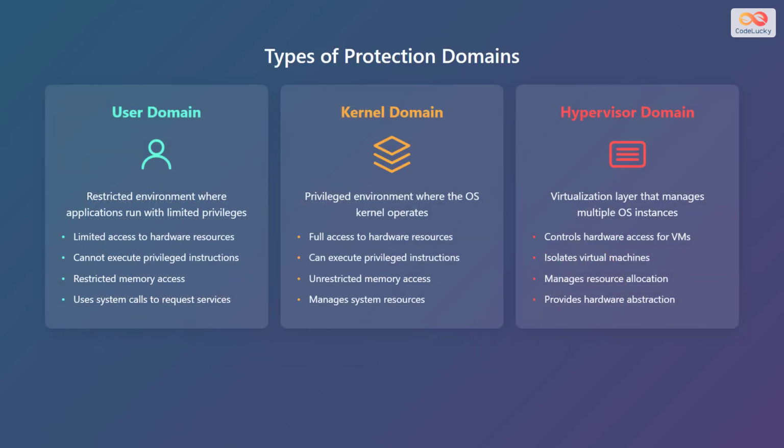There are several types of protection domains, each with its own level of privilege and access. Let us discuss three common types. First, we have the user domain. This is a restricted environment where applications run with limited privileges. It has limited access to hardware resources, cannot execute privileged instructions, has restricted memory access, and uses system calls to request services.